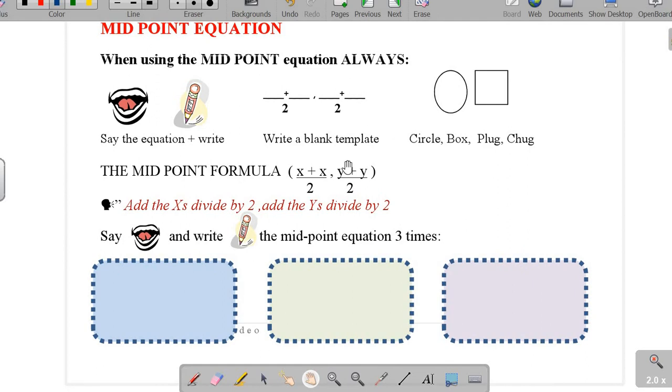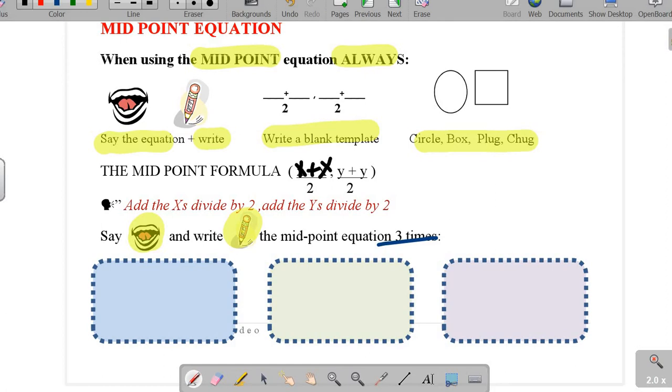I'm going to give you a little technique to memorize in a moment. To memorize the midpoint equation, you're going to say and write the equation. We're going to use what's called a blank template, and we're going to do circle, plug, chug. So for now, we're going to say and write the midpoint equation 3 times. And the midpoint equation is add the x's, divide by 2, comma, add the y's, divide by 2. You're going to say it and write it 3 times, just like that.